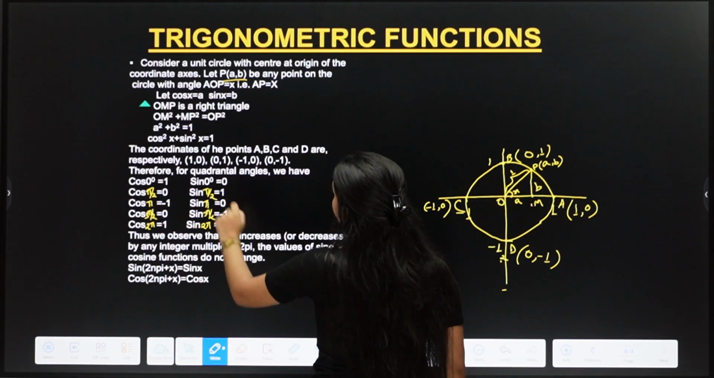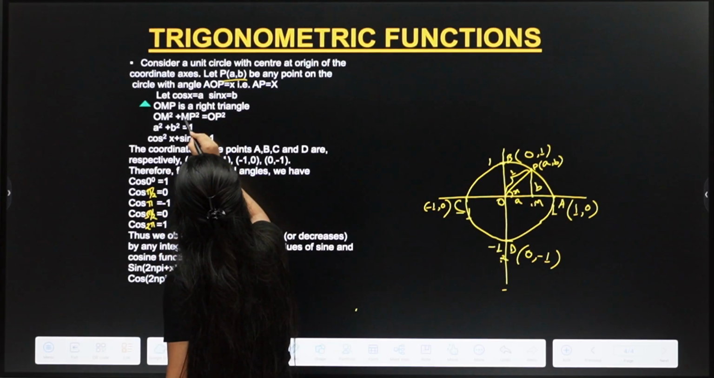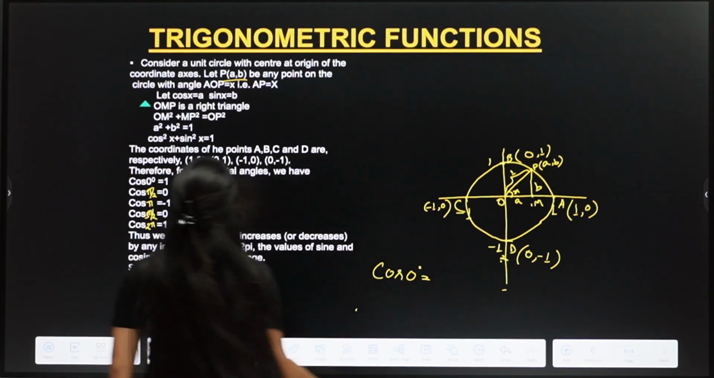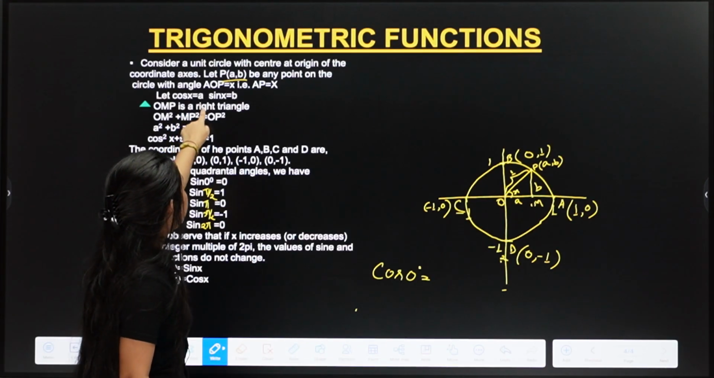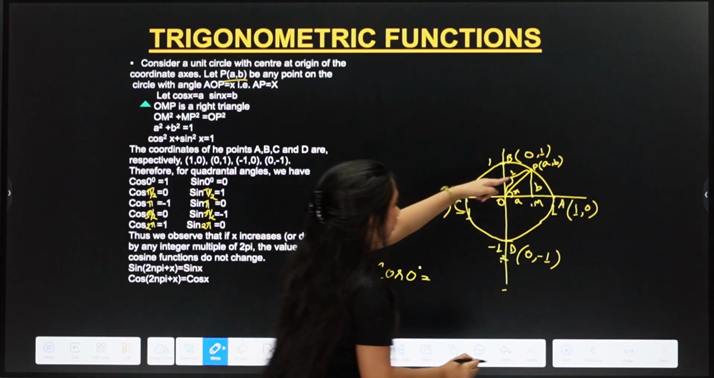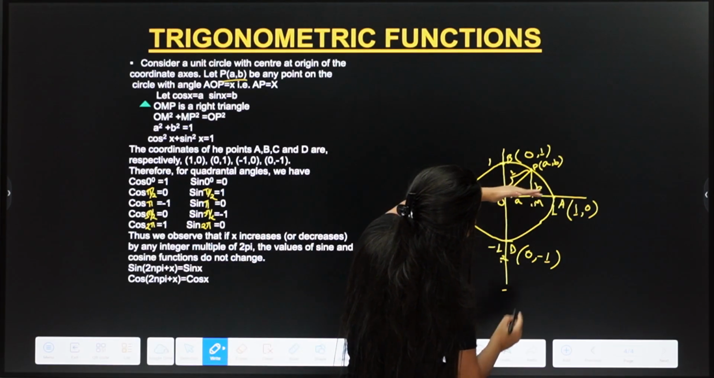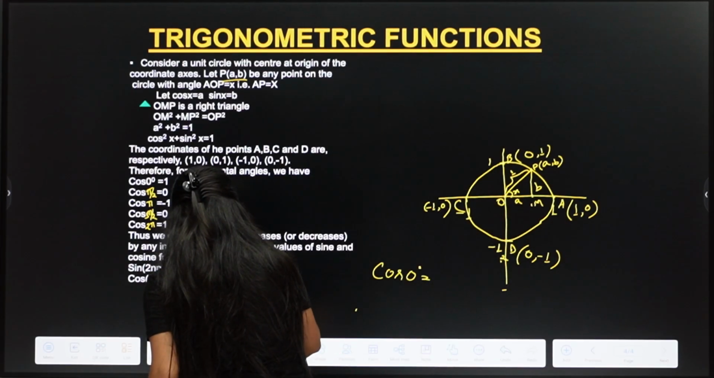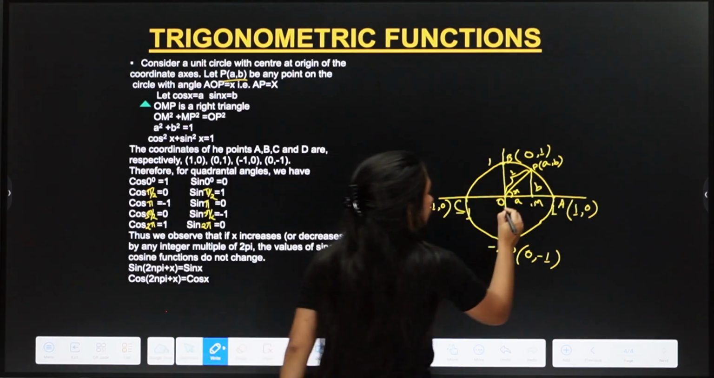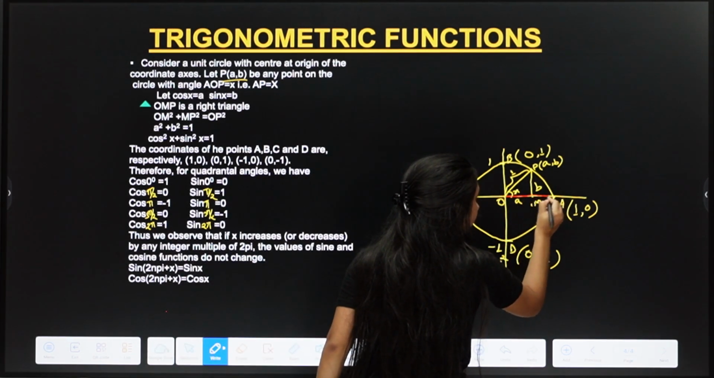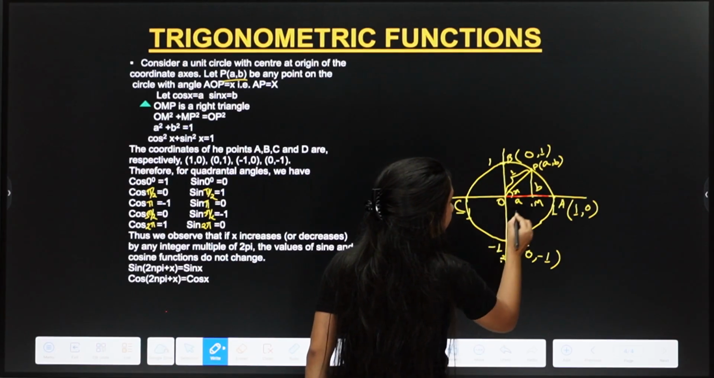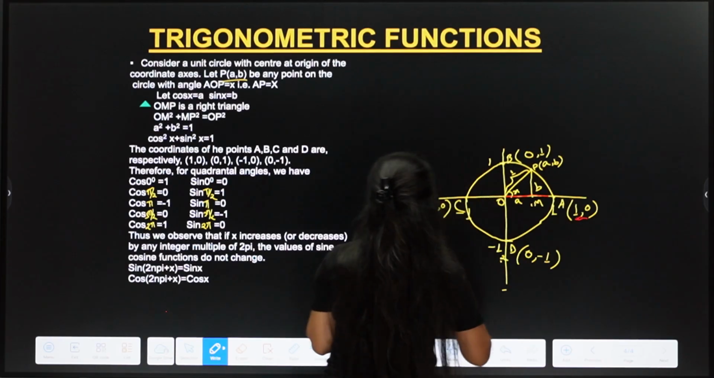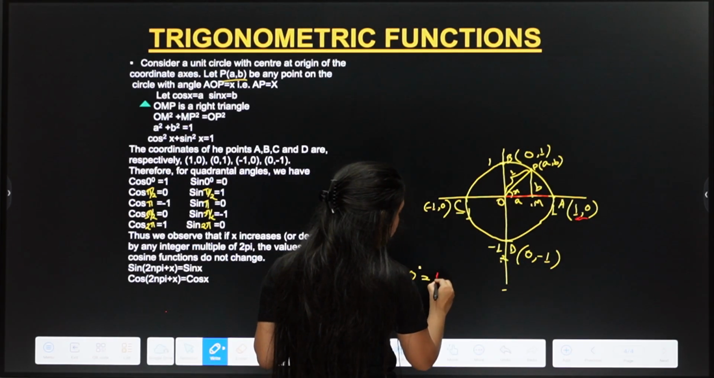So, if we put x equal to 0, that is cos 0 degree, and we have taken that cos x equal to a. If x is 0, this line makes only 0 angle, that is, there is no angle, then it will be equal to a. Here the a coordinate is 1, so cos 0 degree is equal to 1.